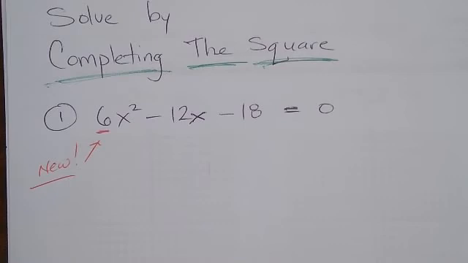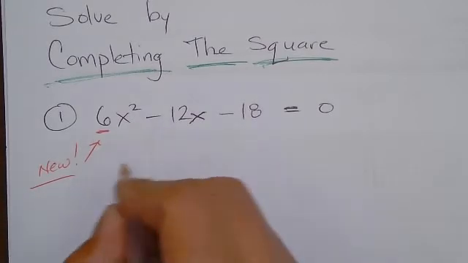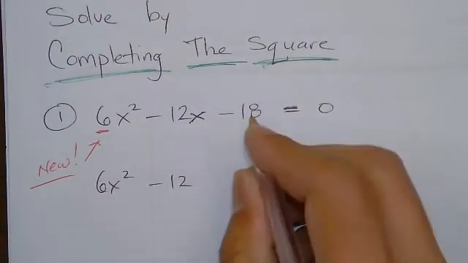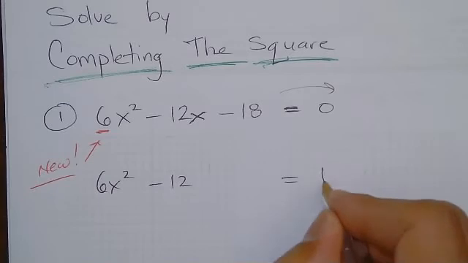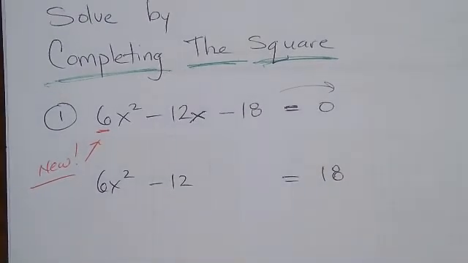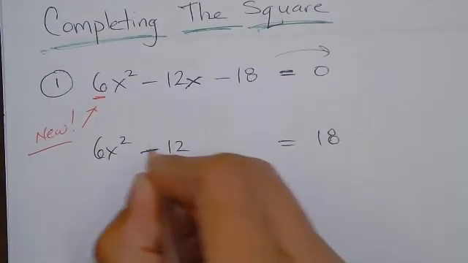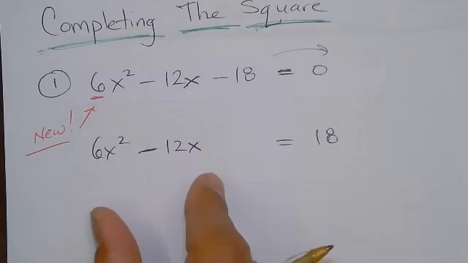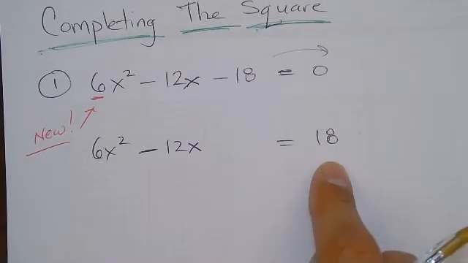Okay, so what do you think we're going to do first? Well, kind of like the same as before. Aren't we going to keep the x squared and the x on one side, and move the negative 18 to this side, and it's going to be positive 18? Yeah, you know that already. So we want the x squared and we want to keep this here, and then move the number to the other side. Okay, that's not new.